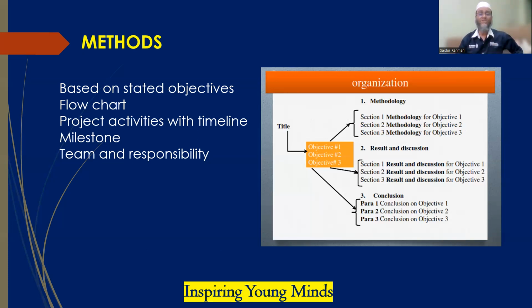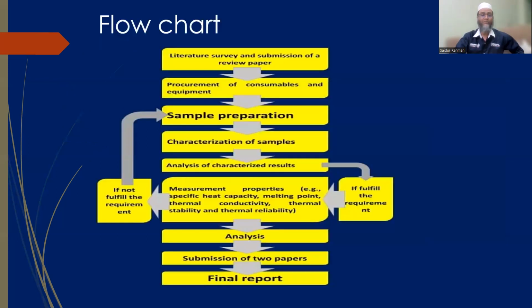In writing a proposal also, we need a flow chart in the form of the activities, in chronological ways: project activities with the timeline, milestones, team and responsibility. I think these are also in some other slides that I mentioned. So now let me go through all these details. So objectives and all this, you know. So flow chart, this is an example of a flow chart in my specific area.